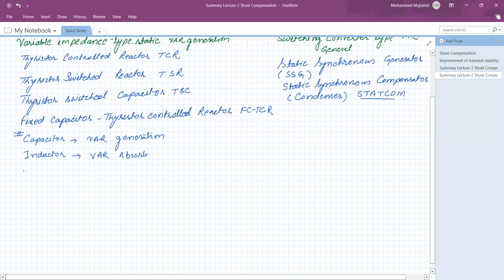So first we will see the thyristor controlled reactor. This is the transmission line. We will go fast because we are taking only the review or summary of this. This is the inductor, whose impedance we want to vary to obtain the variable VAR absorption. This is the thyristor, which is connected in anti-parallel.